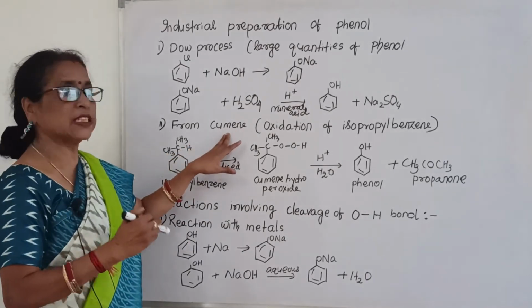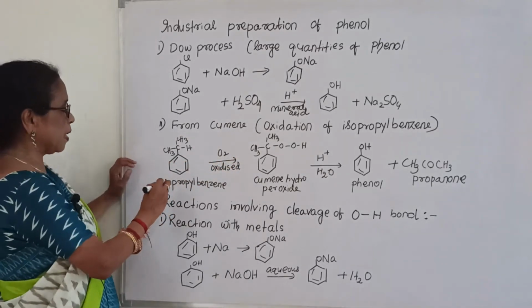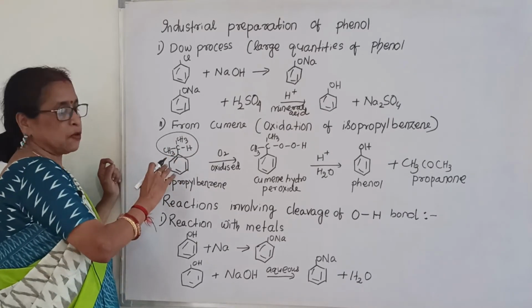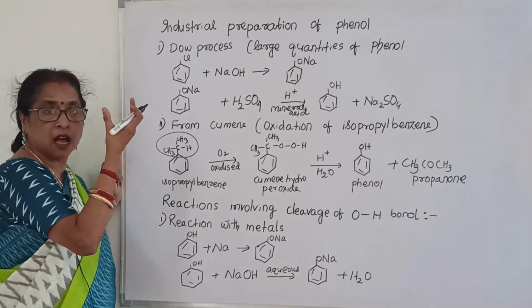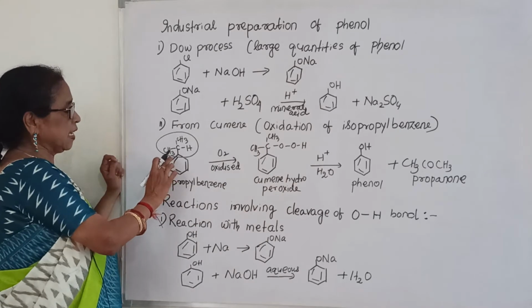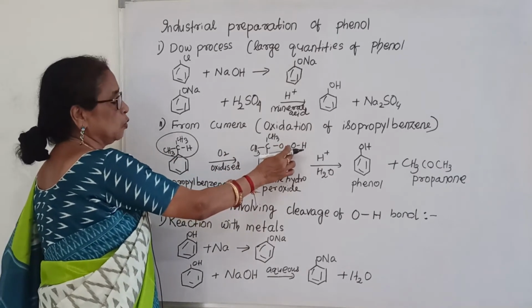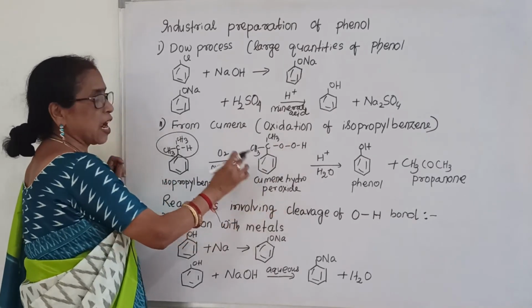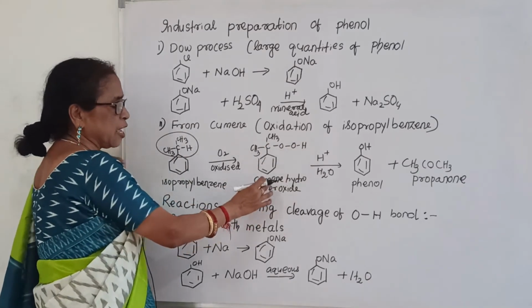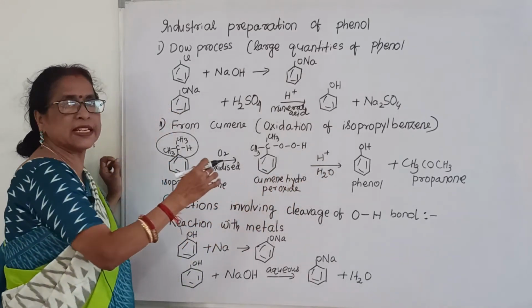And from cumene, what is cumene? Cumene is nothing but isopropyl benzene, where the benzene ring is attached to an isopropyl group. On oxidation with oxygen, it gives cumene hydroperoxide. See here, in the original there is no oxygen, but here there are two oxygens and one H, that is why it is called hydroperoxide.